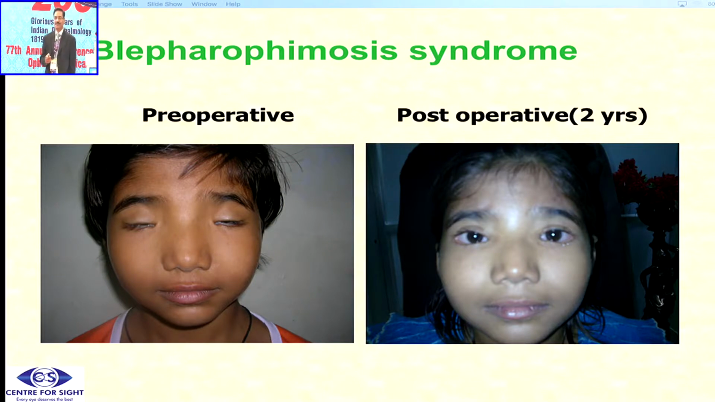There are other minor features also which are there in blepharophimosis syndrome. There may be ectropion of lateral half of lower eyelid and entropion of medial half of lower eyelid. So differential lid position is there in blepharophimosis syndrome. This is one of the very rare conditions wherein you get both entropion and ectropion in one single lid. So in this particular condition, you have got medial entropion and lateral ectropion of lower lid.